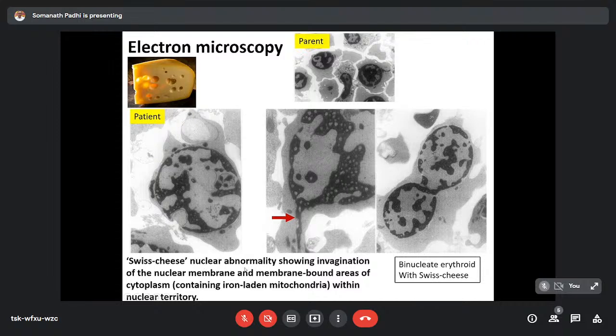So Swiss cheese nuclear abnormality means invagination of the nuclear membrane and membrane bound areas of cytoplasm that contain iron laden mitochondria within the nuclear territory, and is a hallmark feature of type 1 CDA under electron microscopy. And also to my right, you can see this is a binucleated erythroid in a case of CDA type 1, which shows the typical Swiss cheese like pattern.